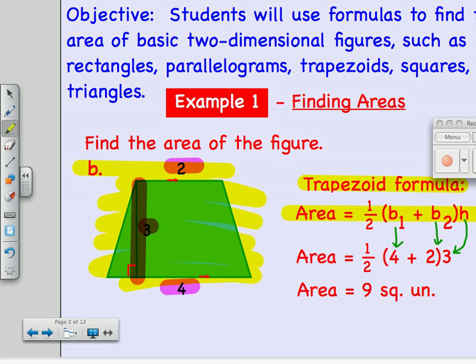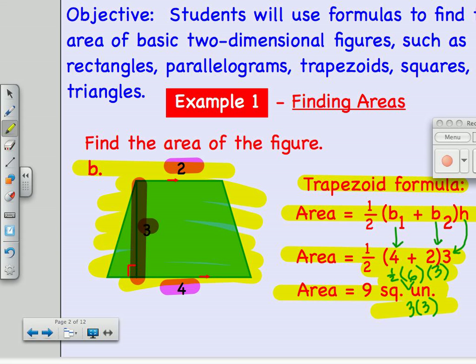4 plus 2 is 6. So we have half of 6 times 3. Half of 6 is 3 times 3. 3 times 3 is 9, so we have 9 square units. Okay, so make sure you wrote all that down. Get this too, because I want to make sure you guys get that all of that is together.